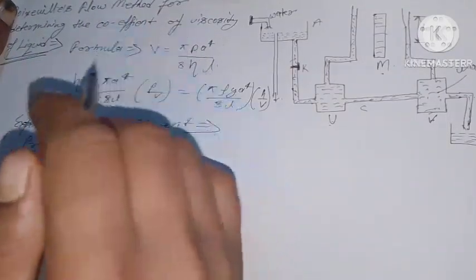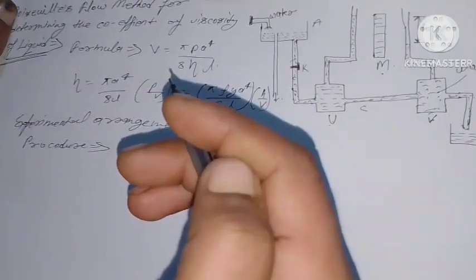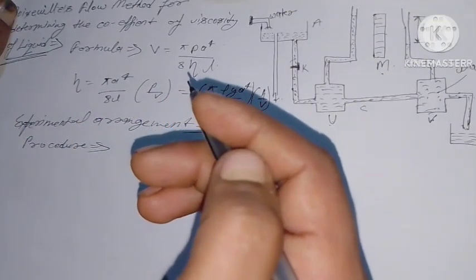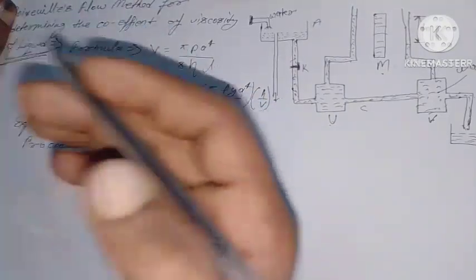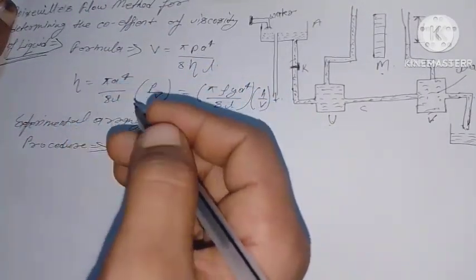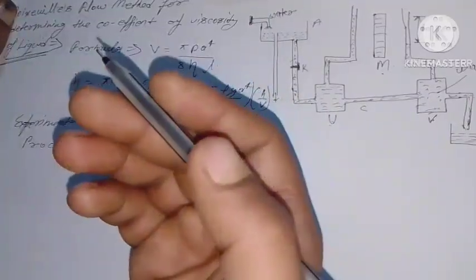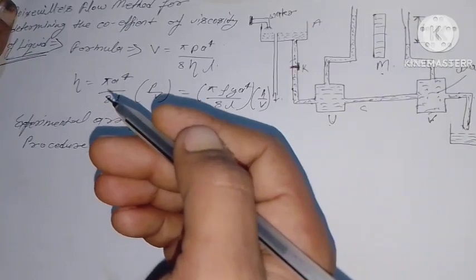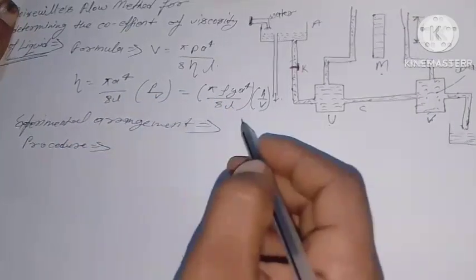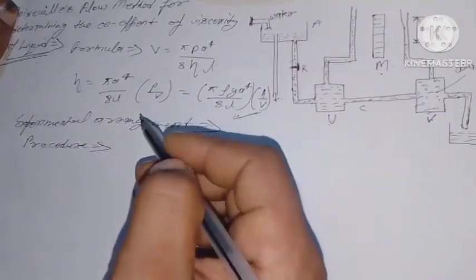A graph of V against H is plotted and the average value of H by V is determined. The length and radius of the capillary tube are determined in the usual manner. Then the value of eta at room temperature is calculated using the above formula.